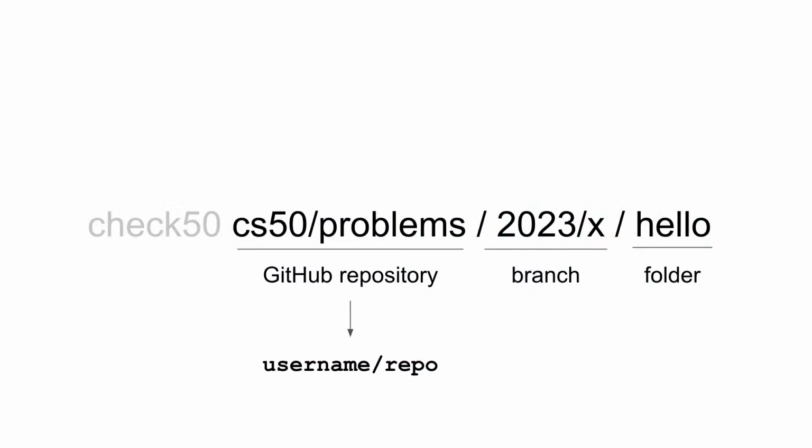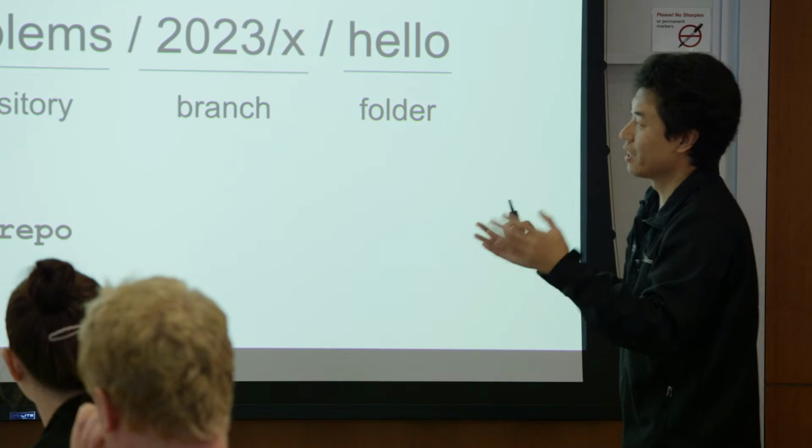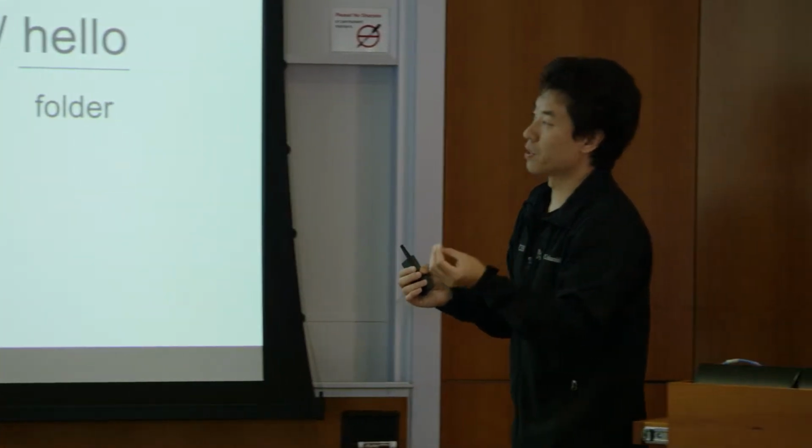And to break it further, a GitHub repository often refers to your username, which is cs50, and the repository. In my case, my GitHub username is rongxinliu. So I will have rongxinliu/whatever repo that stores the check50 checks. It could be problems, it could be check50 checks, it could be any other valid repository name that you can customize.